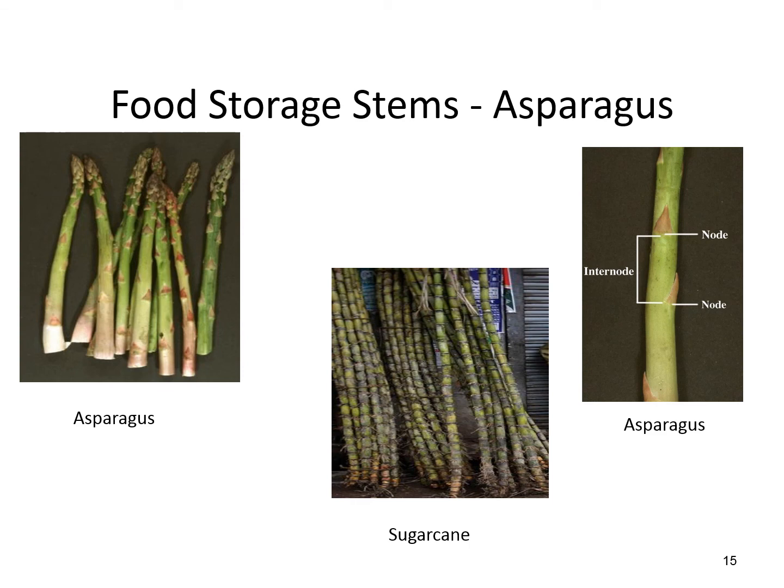Regarding food storage stems, some plants store food in their stem. For example, asparagus and sugarcane. These all are about anatomy and specialized forms of stem.